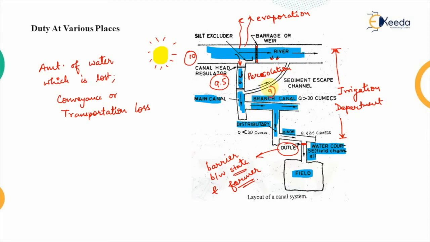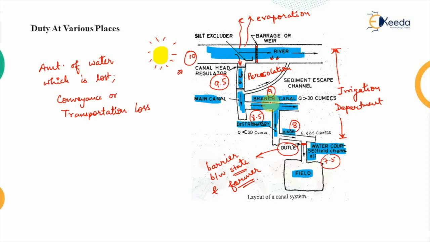Then the branch canal will be taking 9, then the distributary will be taking 8.5, and this minor will be taking 8, and ultimately onto the ground this 7.5 unit will be supplied. So that means this was the loss which was occurring throughout this network. So ultimately the amount of units that was supplied is equal to 10, but the total units which reached the ground were equal to 7.5. Now this 2.5 difference accounts for the conveyance or the transportation loss.